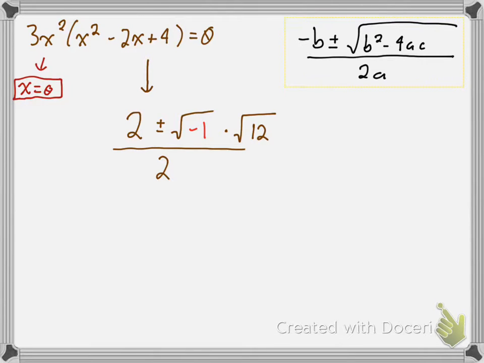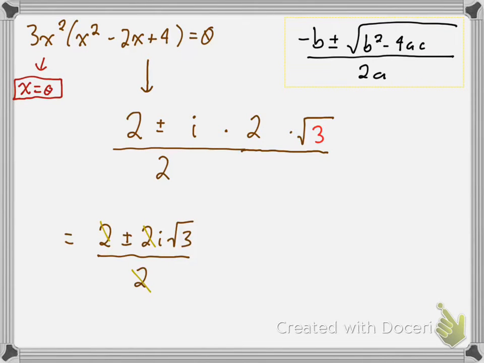Thinking about all the perfect squares that could go into 12, I could break this down into the square root of 4 times the square root of 3. From here, the square root of negative 1 would change to i, the square root of 4 changes to 2, and I'm left with the square root of 3. I know that I'm done because 3 won't simplify down anymore, so I'm good with leaving that in the square root. So just rewriting this, I'll have 2 plus or minus 2i square root of 3 over 2. I could cancel out all of these 2's, and I'm left with 1 plus or minus i square root of 3.